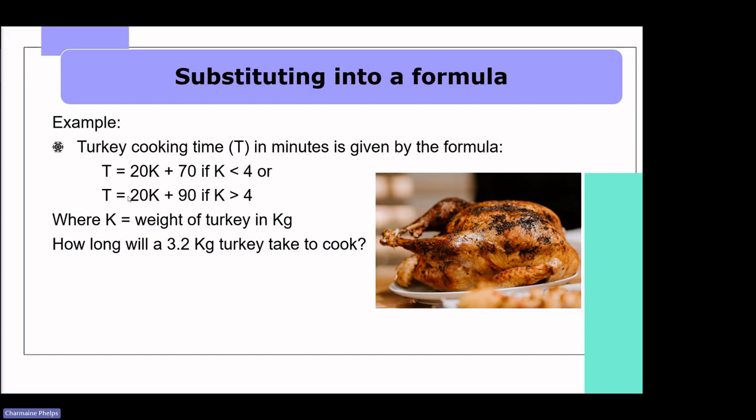Or the formula changes if k is greater than 4 to T equals 20k plus 90, where k is the weight of the turkey in kilograms. How long will a 3.2 kilogram turkey take to cook? So if you'd like to pop an answer into the chat. Okay, we've got some answers coming through.